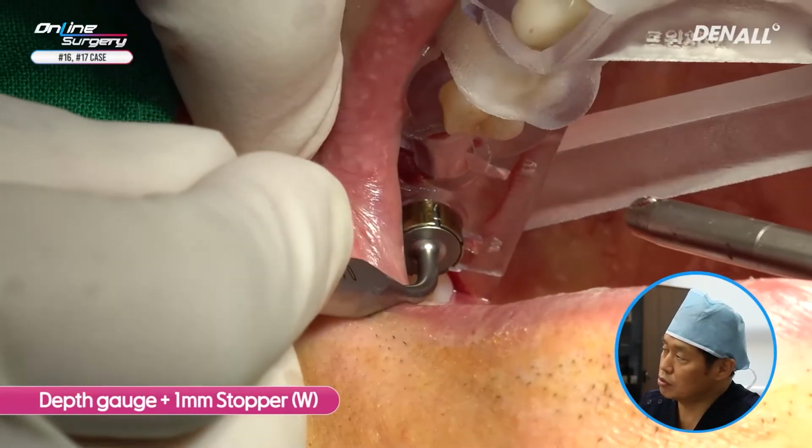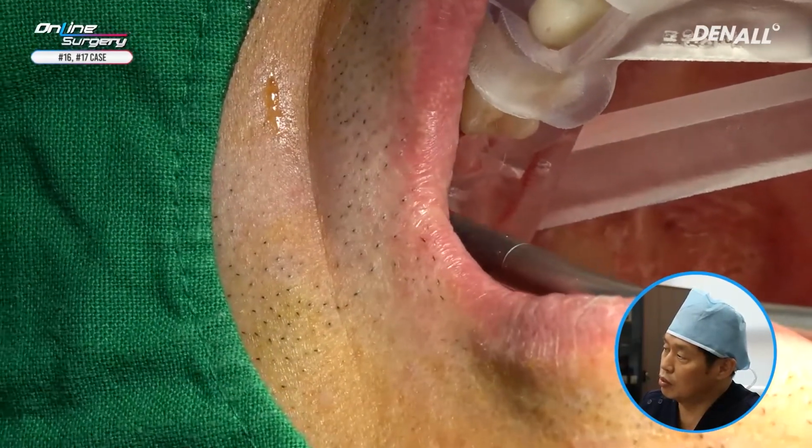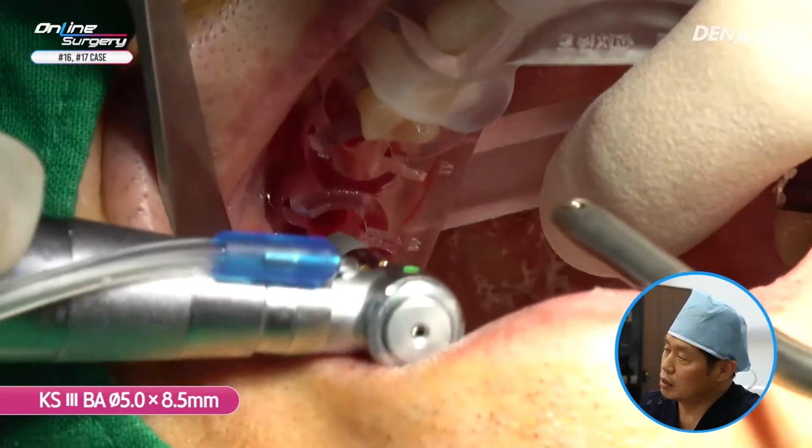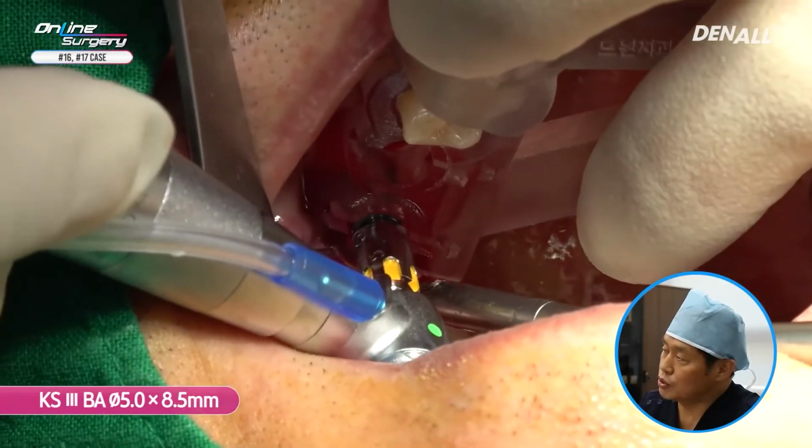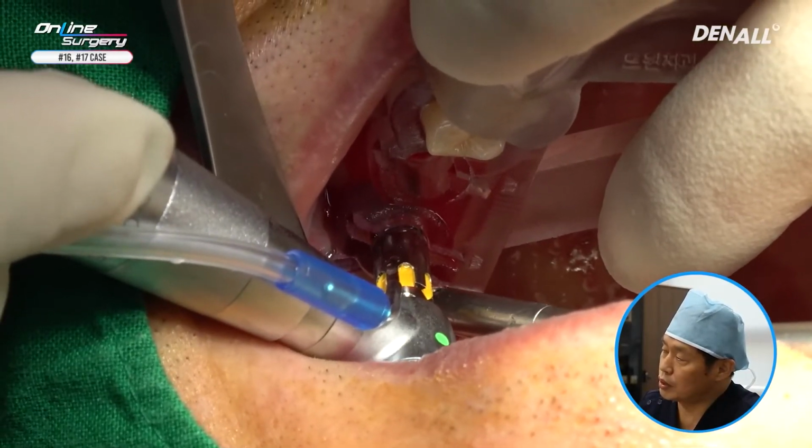There's partial penetration. However, this is not a huge issue, so without bone graft, the 5.0 by 8.5 implant is being placed.